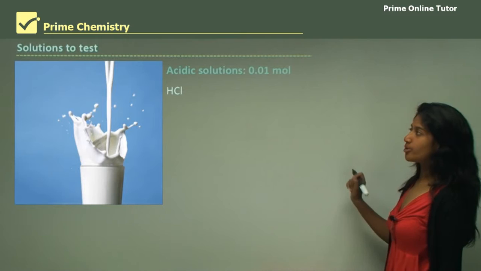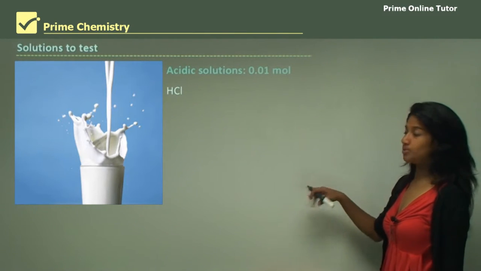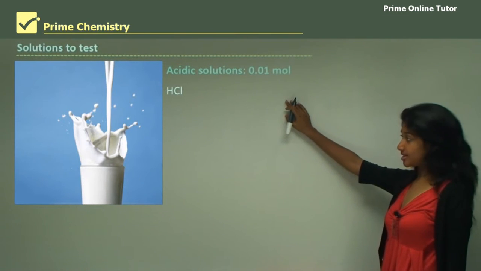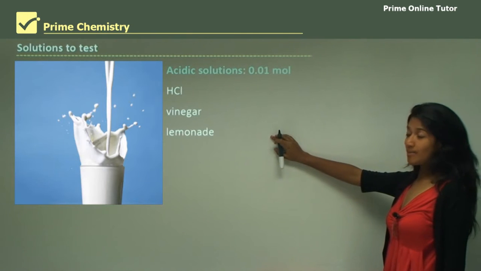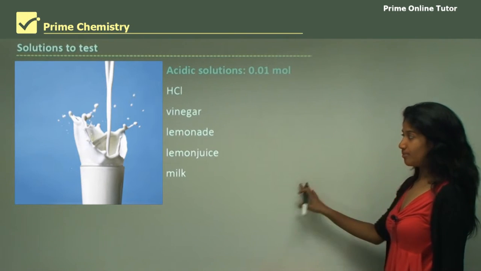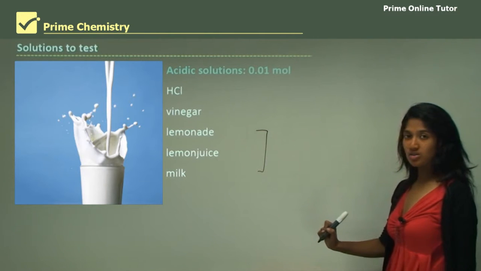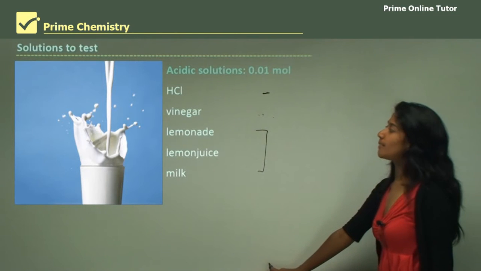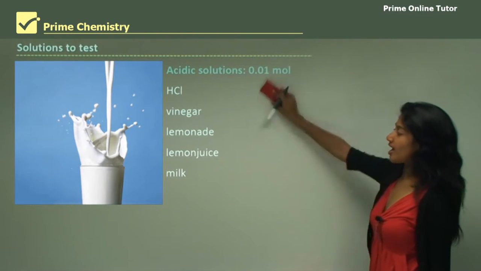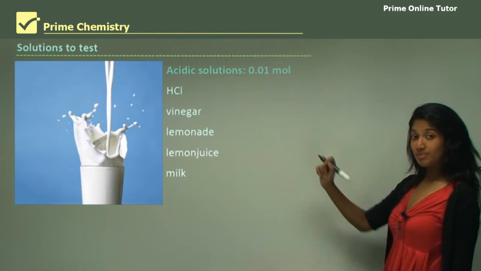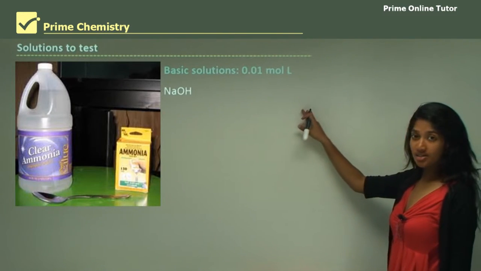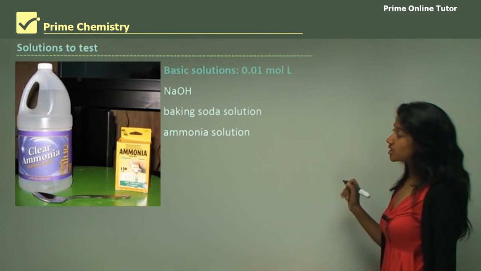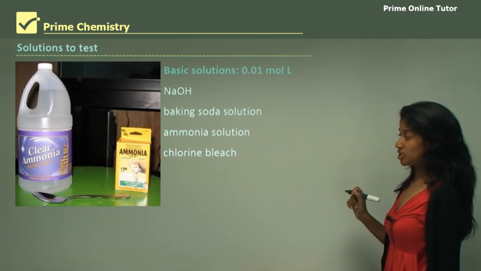Now, when you're doing this experiment, you would have a few solutions which you'll be testing. As acidic solutions, you'll be testing hydrochloric acid, vinegar, lemonade, lemon juice, and milk. As you can see, these are household products, while this is a chemical. So this way you can compare how the 5 substances have varying pHs. You'll also be testing basic solutions such as sodium hydroxide, baking soda solution, ammonia solution, and chlorine bleach.